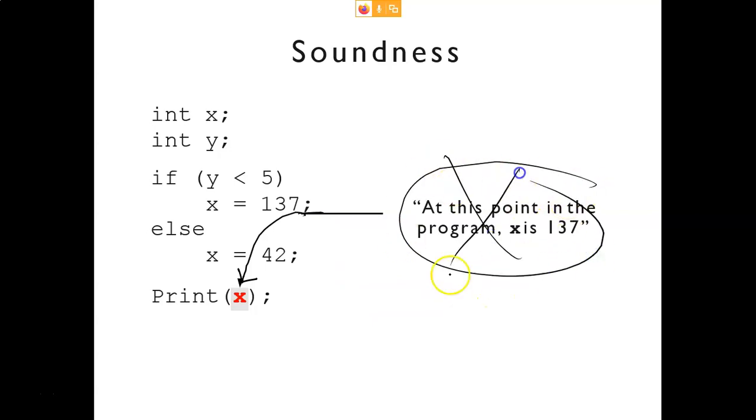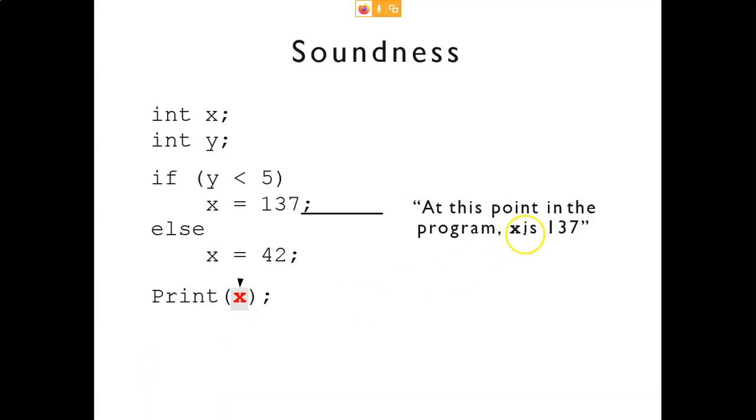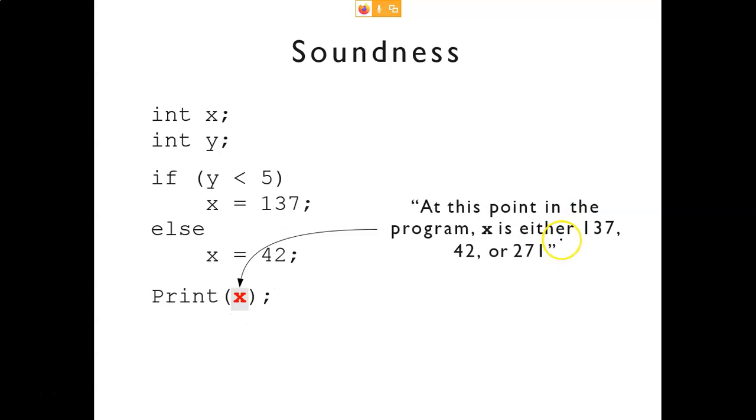This is not a sound analysis, because here we are giving false information. Here we are saying that the value of x will be 137. This is false information because maybe your x value can be 42. So you are giving false information here. So this is not a sound analysis. Actually, this type of analysis you should not do.